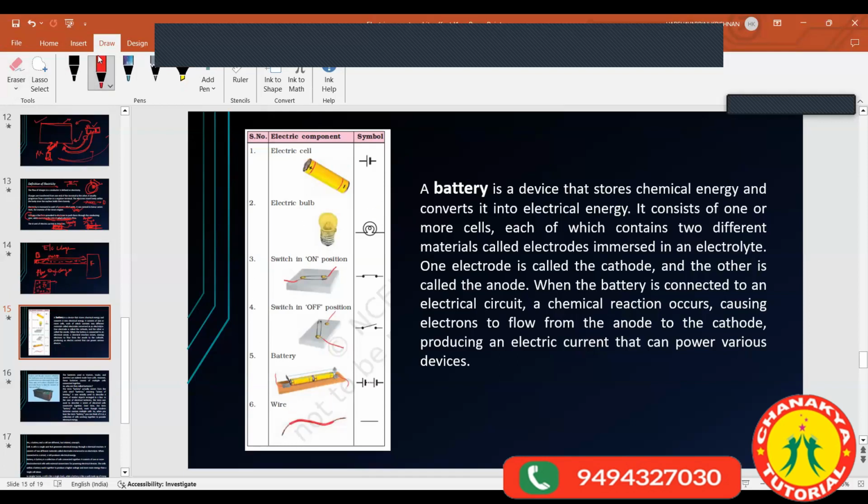Ma'am, like the structure of a dry cell, like in our sixth class. Yes, sixth class. Okay. But it contains a zinc container and many more things. It was actually confusing.